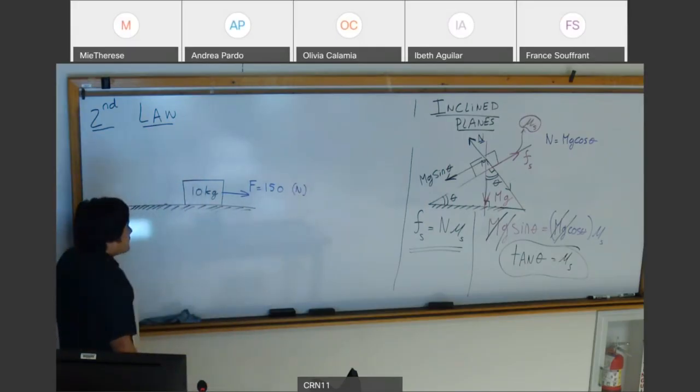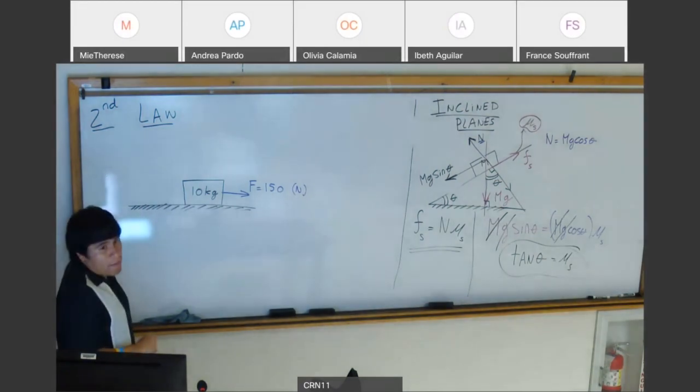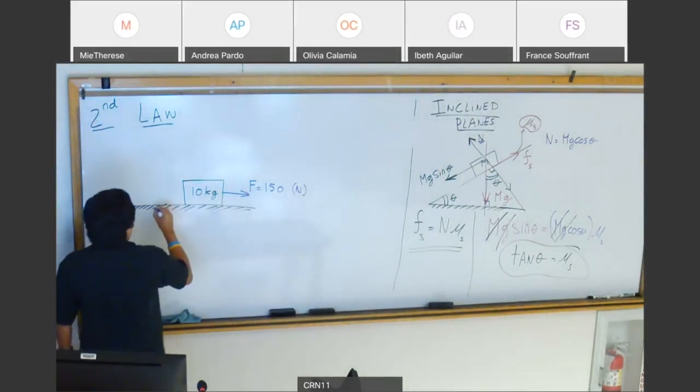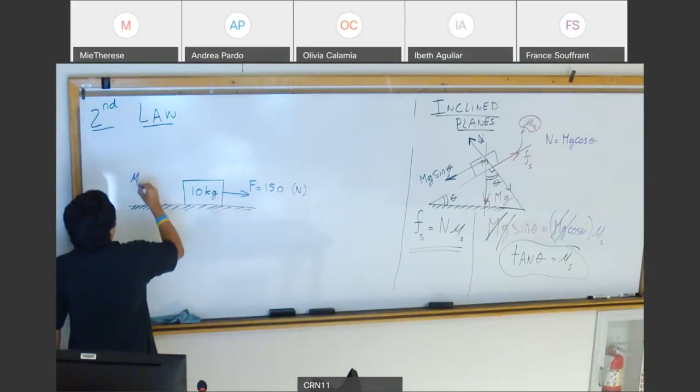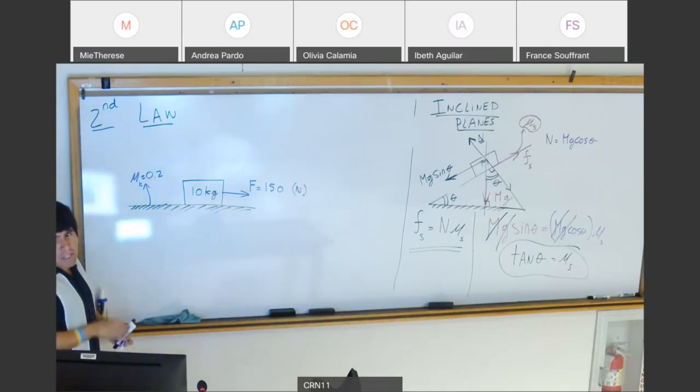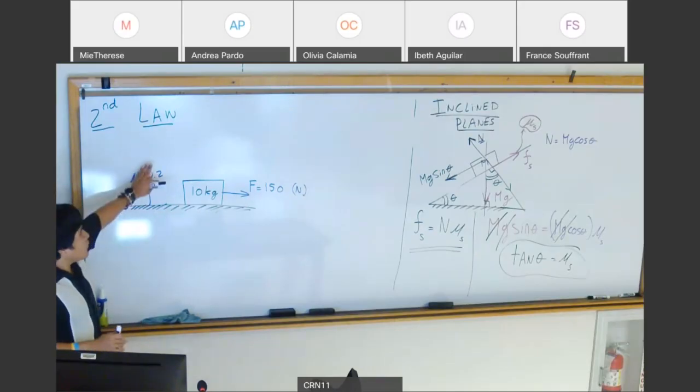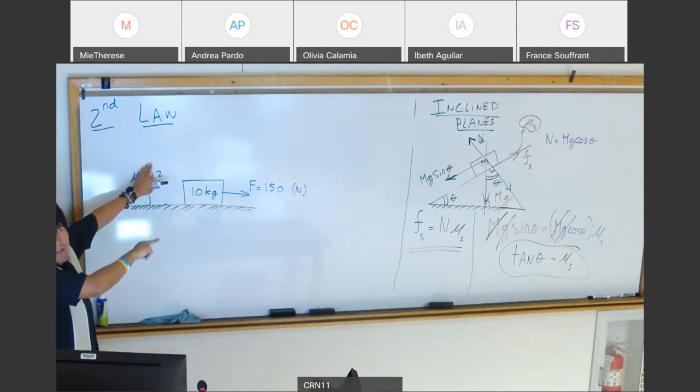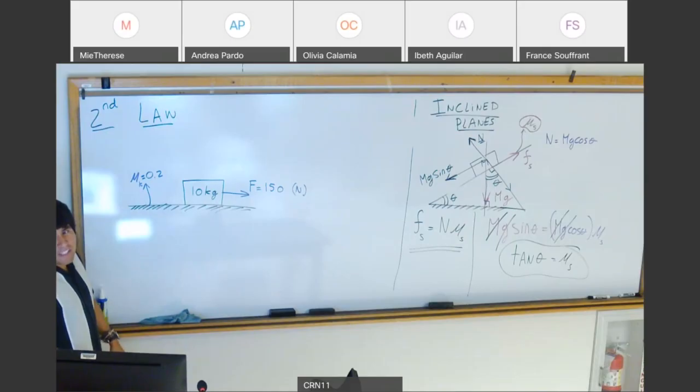The problem is asking you to find the acceleration of this body if there is friction with mu kinetic equals 0.2. So the coefficient of kinetic friction is 0.2. So that could be actually a problem that you could get in a test. So let's see how you will address it. All right. If there was no friction, force divided by mass will give you the acceleration, so 15 meters per second squared. But because there is friction, it should be less. Let's see how much less.